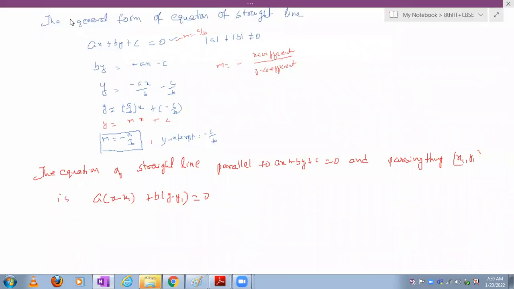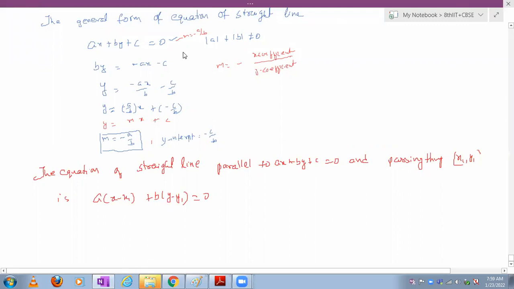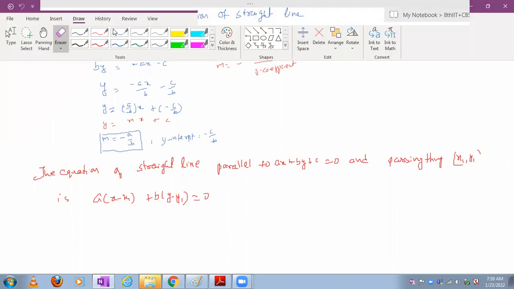So parallel to this is one point. So the equation of straight line parallel to ax plus by plus c is equal to 0 and passing through x1 y1 is a into x minus x1 plus b into y minus y1 is equal to 0.